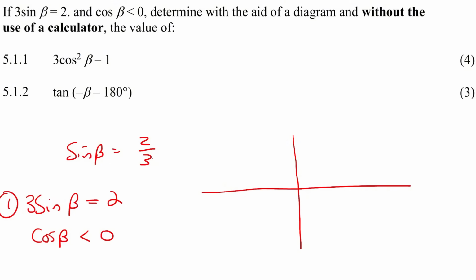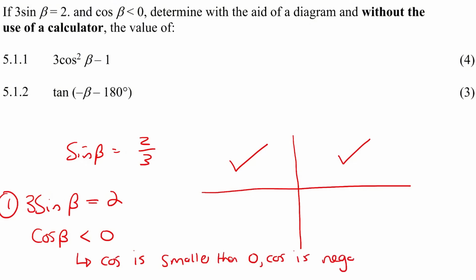And you get 2/3. So what this is telling you is that the sin is a positive number. So on this diagram, where can sin be positive? Well, sin can be positive here and here. Okay? Now we take this piece of information, and what that tells us is that cos is smaller than 0. What that means is that cos is negative, because if something is smaller than 0, it's negative. So on this diagram, where is cos negative? Well, I know that it's positive here and here, so it must be negative here and here.